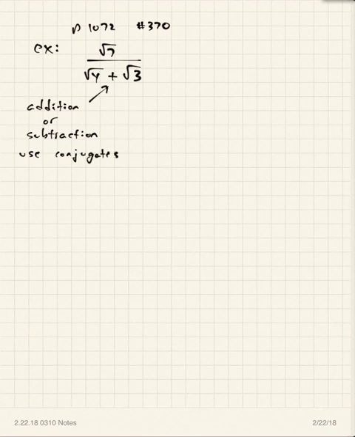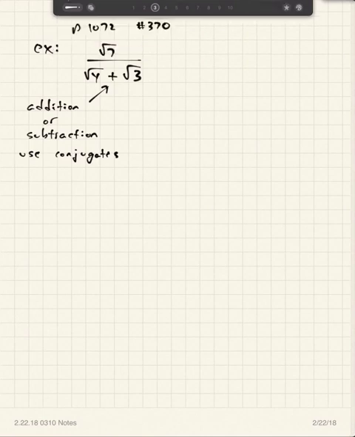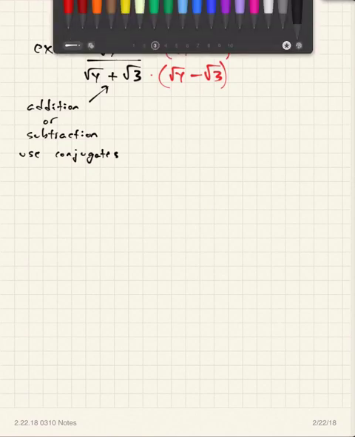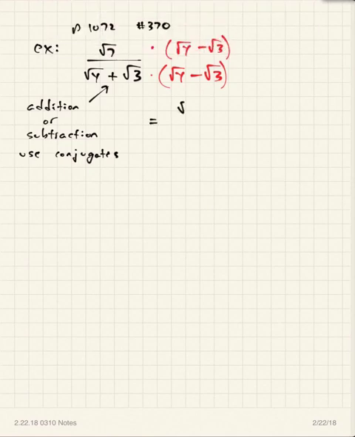All right, so the conjugate of the denominator in this case is the square root of y minus the square root of 3. And so I'm going to multiply the numerator and the denominator by that quantity. All right, so let's see what happens here. We get, first of all, in the numerator, I'm just going to leave this as the square root of 7 times the square root of y minus the square root of 3 at first. So let's just see what happens.